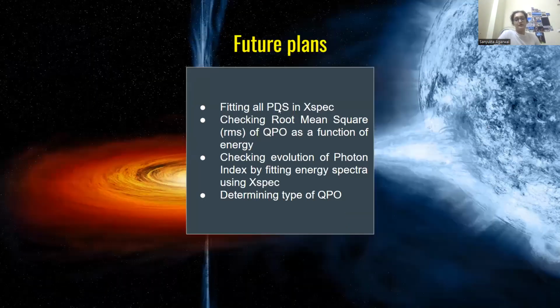So the future plan for the project is fitting all the PDS in XSpec. And I also plan to check the root mean square, or RMS, of the QPO as a function of energy. As we saw in the full light curve across different bands, there was a difference in the power with different energy bands, and we saw a difference in subharmonic too. Then I also plan to check the evolution of the photon index by using spectral fittings using XSpec, because we saw the dips corresponded to an increase in hardness.